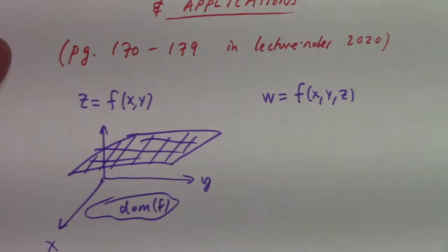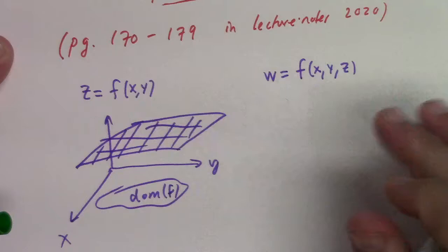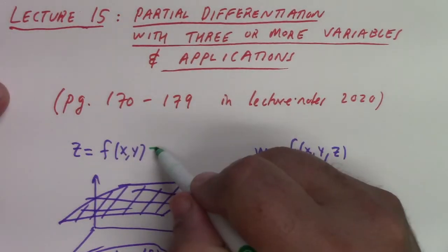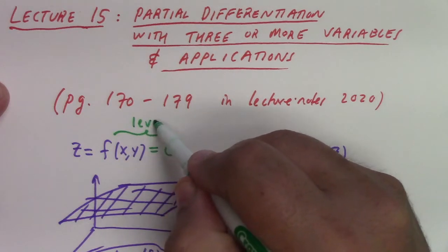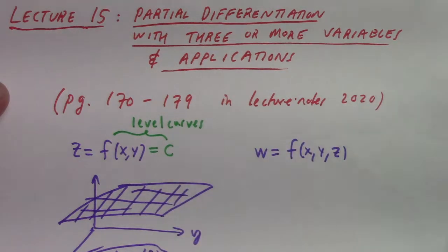Besides looking at their graph, we can look at their level curves, which we talked about in the previous lecture. For a function of 2 variables, we can set this equal to a constant, and that will give us level curves. Of course, we have 2 options for functions of 2 variables. We can either look at level curves to understand how the function's behaving, or we can look at the graph to understand how the function's behaving. For functions of 3 variables, though, the graph is in 4 dimensions.